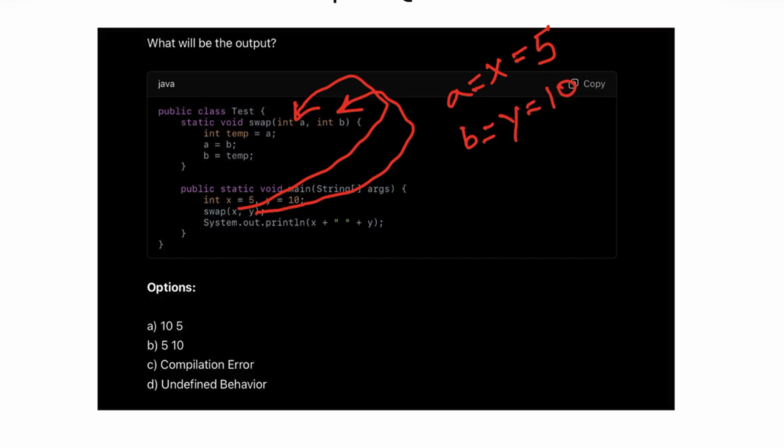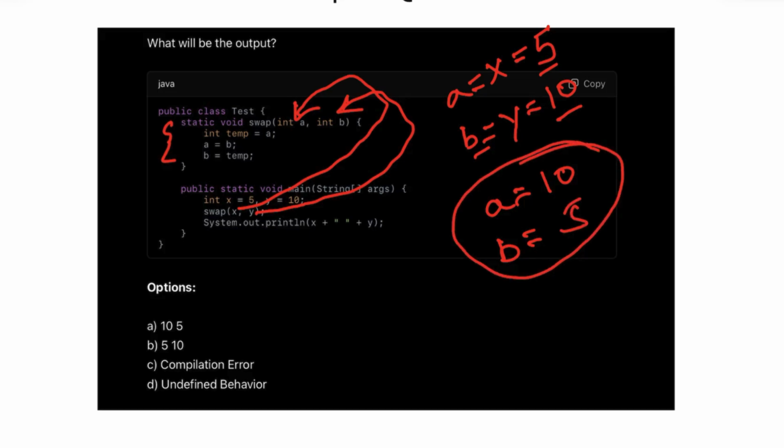So a becomes 5 and b becomes 10, and then we perform the swap inside the parameterized function. So after the swapping, a will become 10 and b will become 5. But this swapping is only restricted within the function. You can see swapping is happening within the function, and that too on a and b. It's not happening on x and y. X and y still have the same value, 5 and 10.